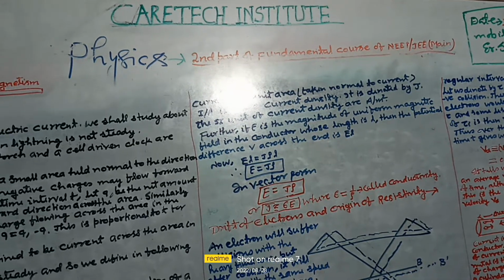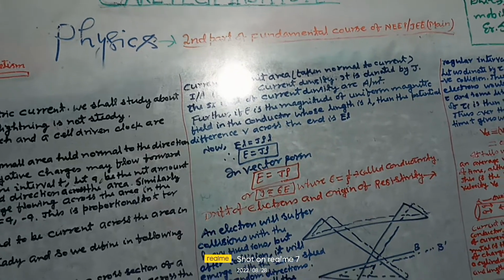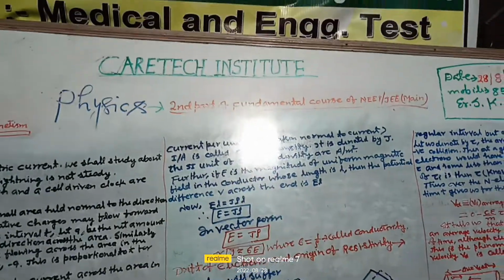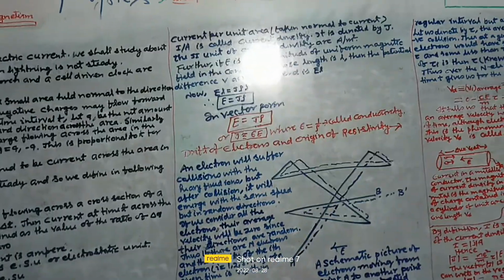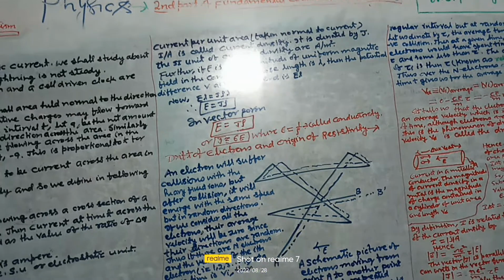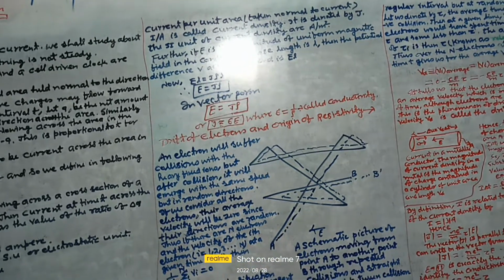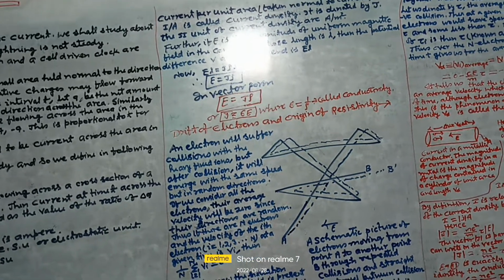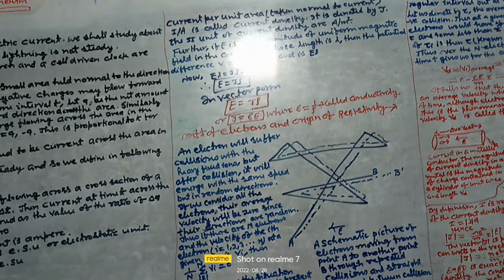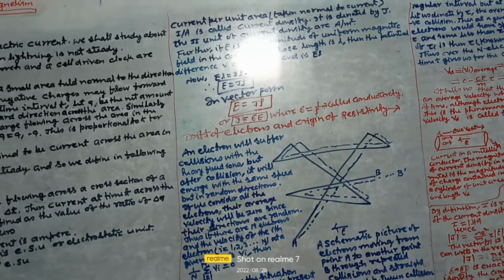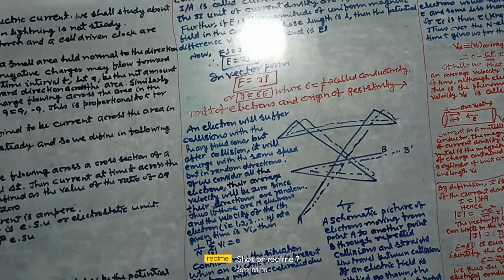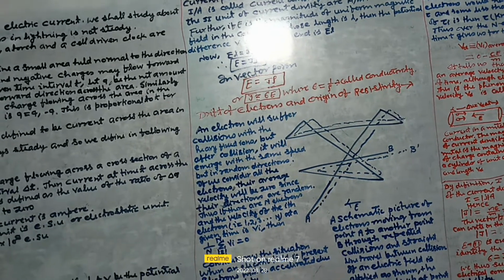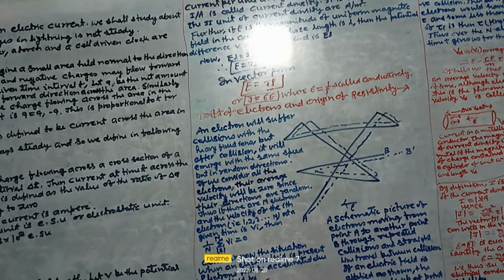Drift of electrons and origin of resistivity. What is the drift or motion of electrons and what is the origin of resistivity, as shown in the figure? An electron will suffer collisions with the heavy fixed charge, but after collision it will emerge with the same speed but in random directions. If we consider all the electrons, their average velocity will be zero since their directions are random.